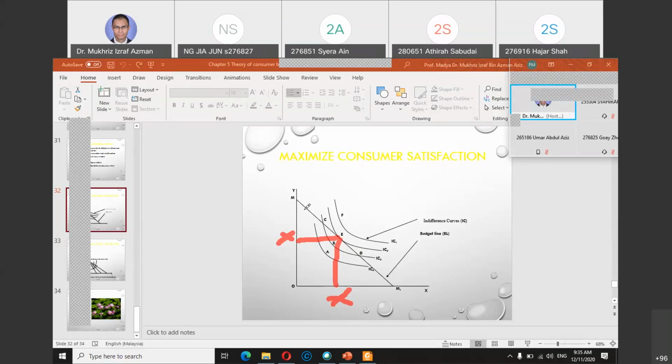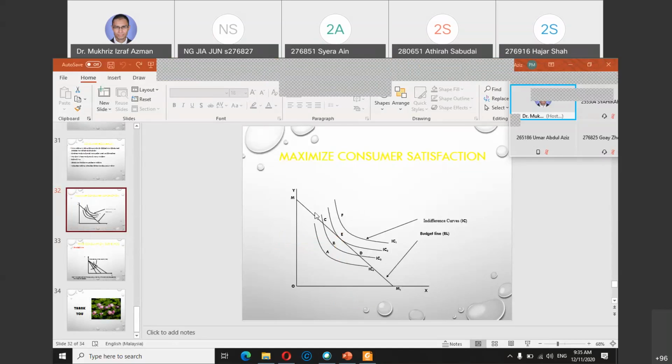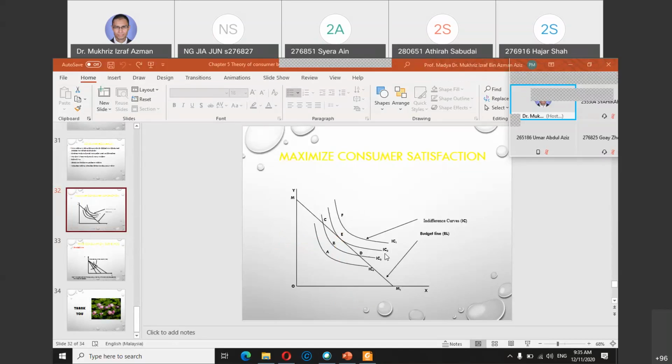So given the condition that your budget line is tangent to the indifference curve at this point here, when your budget line merely touches one point of your indifference curve, that is the best combination of Y and X that the person can buy and should buy, given the money that you have. So that is maximizing consumer satisfaction, based on the slope here.